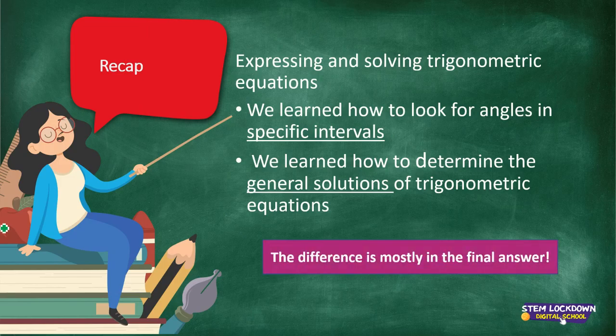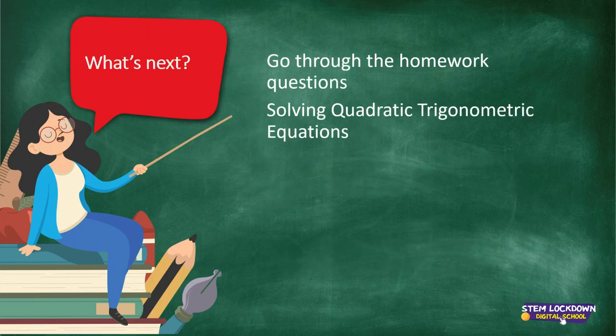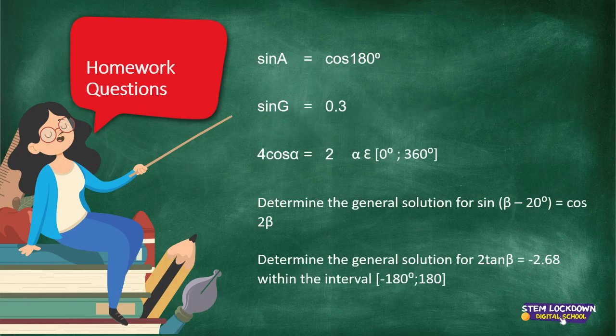The main difference, guys, is really in your final answer, how you express your final answer. In the one, your final answer is exact numbers. In the other, your final answer is an expression that allows you to substitute any period. So tomorrow, guys, we'll be going through the homework examples I'm about to give you, and we'll be solving quadratic equations. These are the homework questions that I'm giving you.